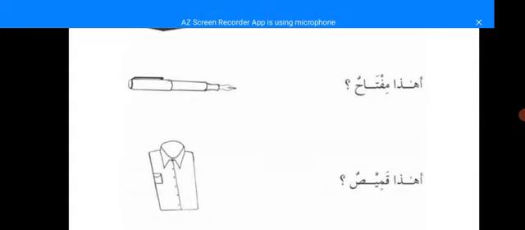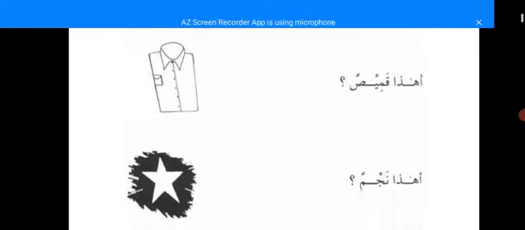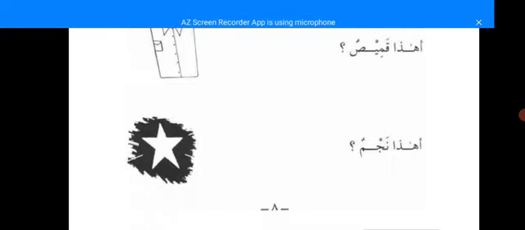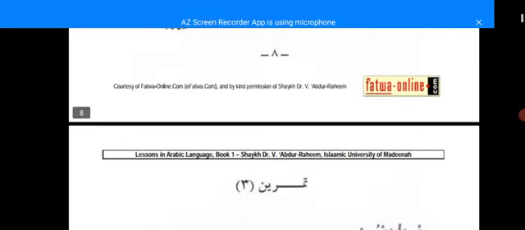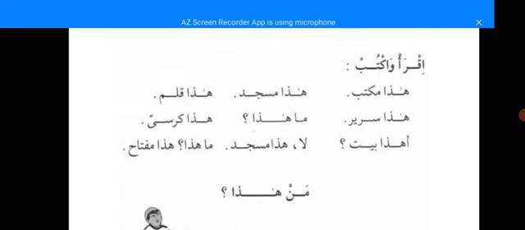Ahadha qamisun, is this a shirt? If yes, you say na'am, yes, hadha qamisun. And if no, you say la, then you mention what it is. I think this one is a new word, najimun. Ahadha najimun, then you answer na'am or la based on what it is. So you can attempt this as well.